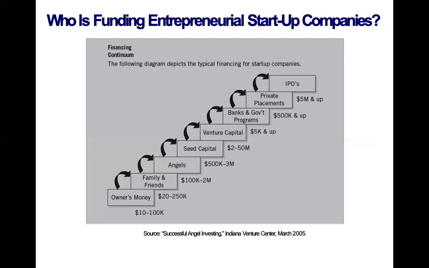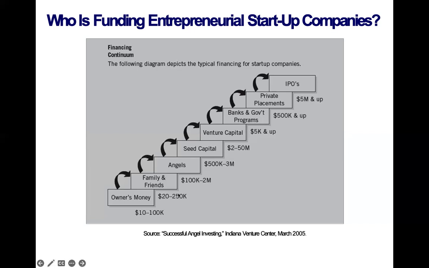First we will go through who is funding entrepreneurial startup companies. Firstly, it is the owner's own money. Once they are sufficient with that, they will try to start up their companies on their own. If not, then the second source is their family and friends, from whom they can ask for funds to start up. Then there are angels, seed capital, venture capital, bank and government programs, private placements, and last is IPOs.